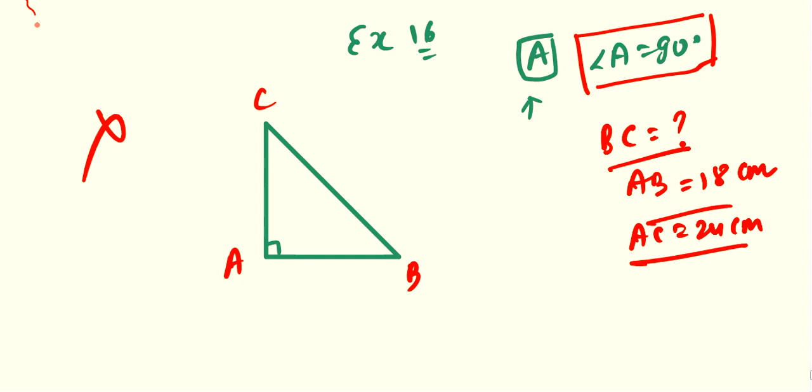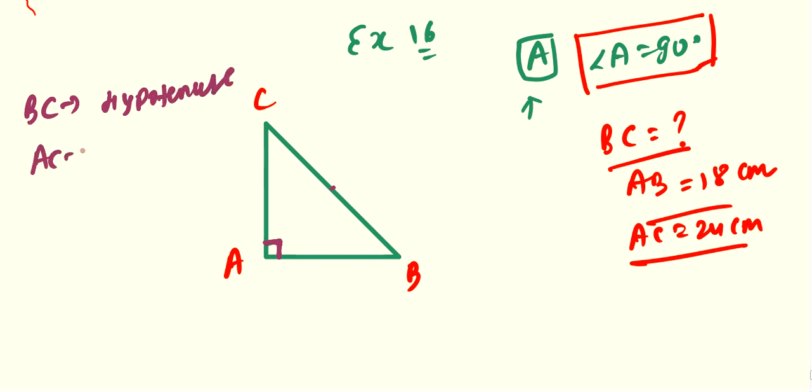Now first you have to find which is the hypotenuse, which is perpendicular and which is base. So in this question you have 90 degrees at A. So the side opposite to angle A is BC here. So your side BC is the hypotenuse. Then this AC I am taking here as perpendicular.